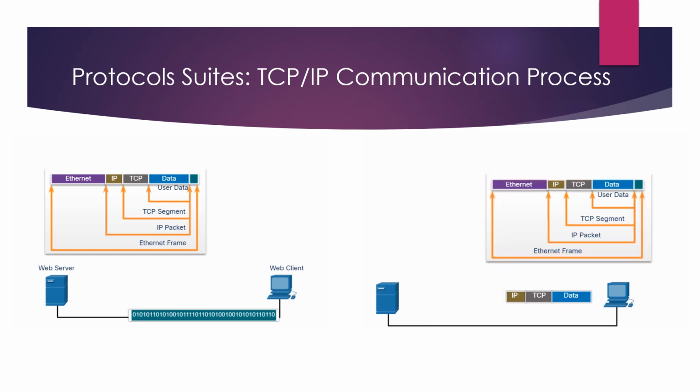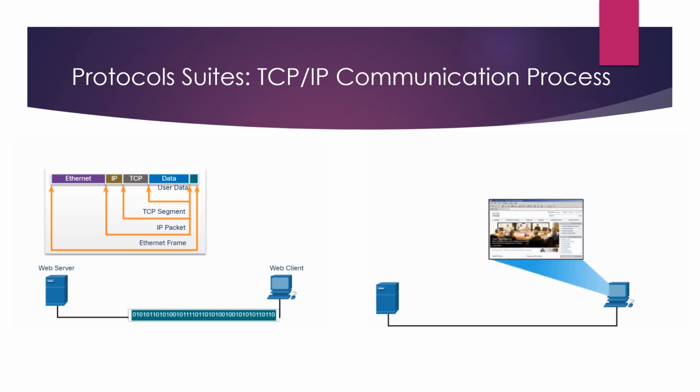So the client got the Ethernet frame, and then it will read the IP, which means that the packet is for me. We'll read the segment, check if there is any error or not, and then send that segment to the application layer, which will understand the data, and then this is what the client will see. So it is the same information that was at the web server.